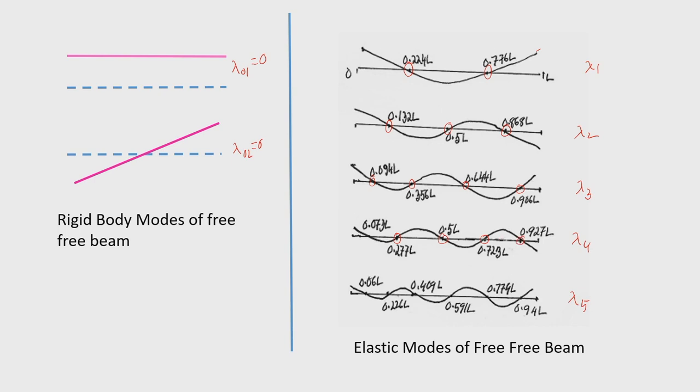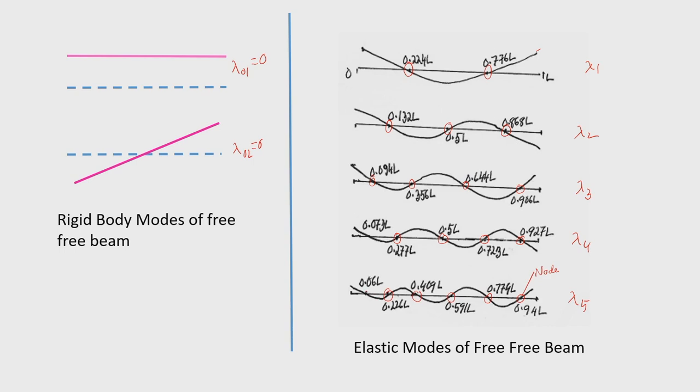Remember, when the constrained beam was considered like a cantilever, when you consider the third mode, two nodes are available in the beam except the support. But here, when we are considering the fourth elastic mode, we are getting four intermediate nodes. Then in the fifth elastic mode, we are getting five nodes. So at the nodal point, displacements are zero.